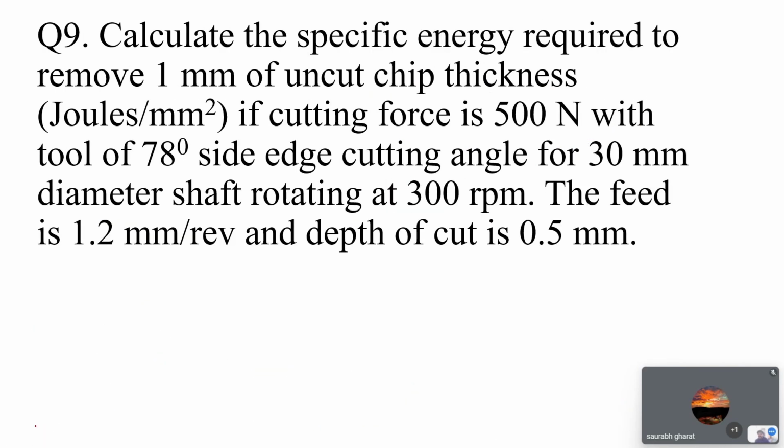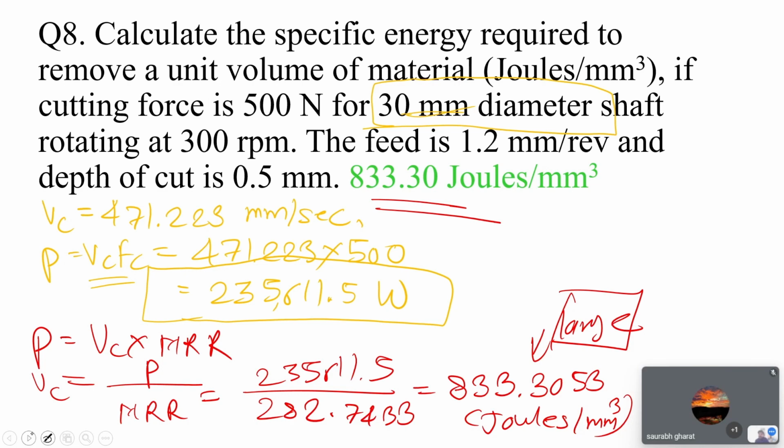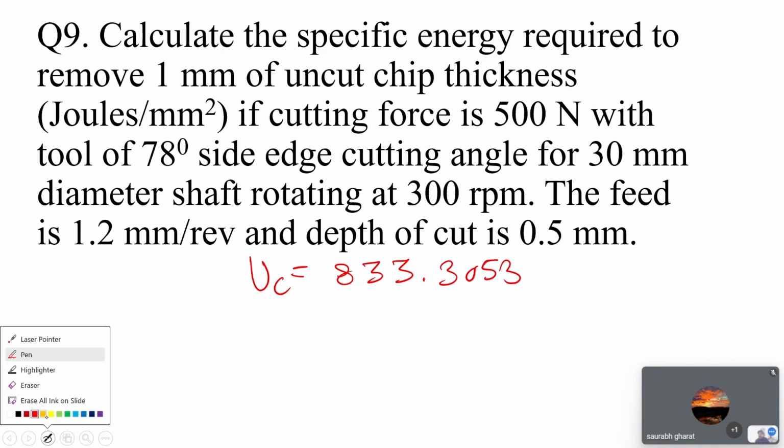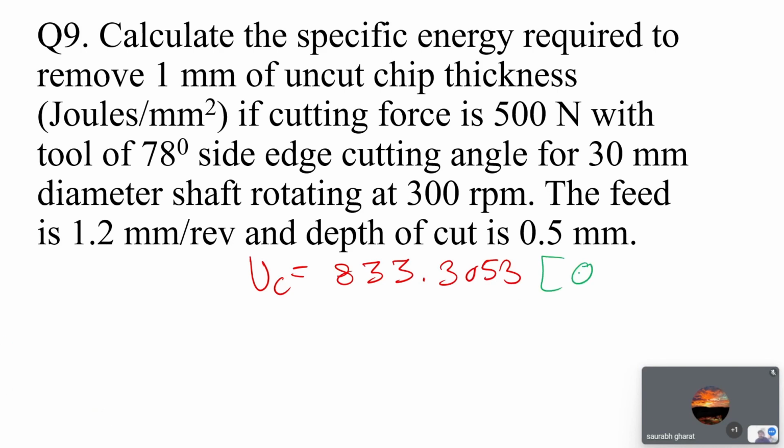Okay, so calculate the specific energy required to remove 1 millimeter of concrete chip thickness if the cutting force is 500. Everything else is the same over here. You can check, everything else is kept the same. So you have UC already, which is equal to 833.3053. How do we get this, from where do you get this? Obviously from question number 8. Okay, we got this answer, and this is the same, equivalent to question 9.